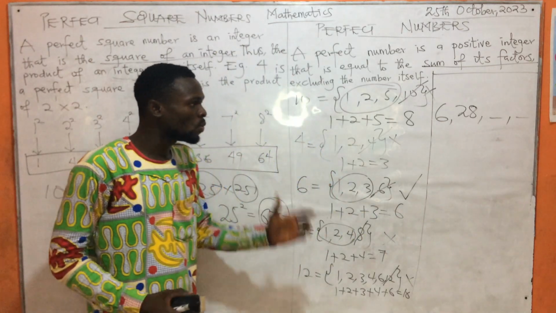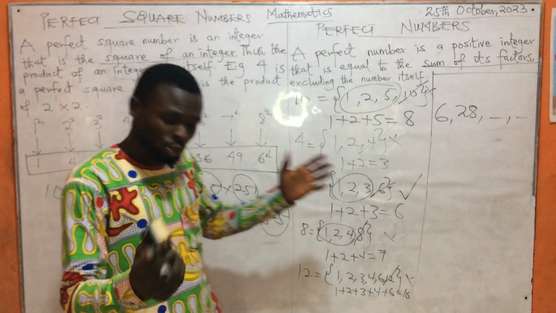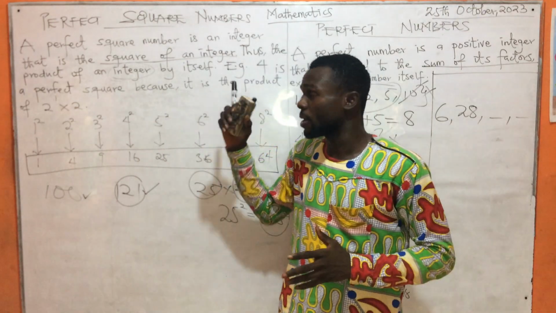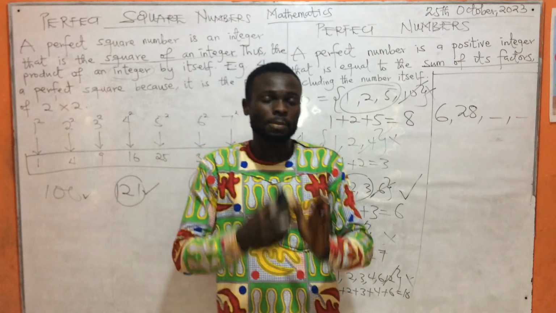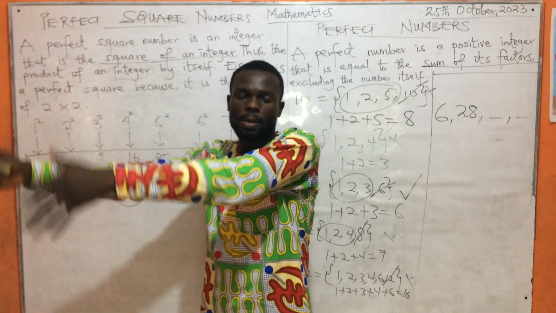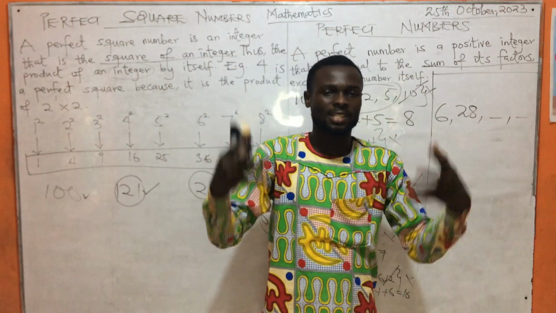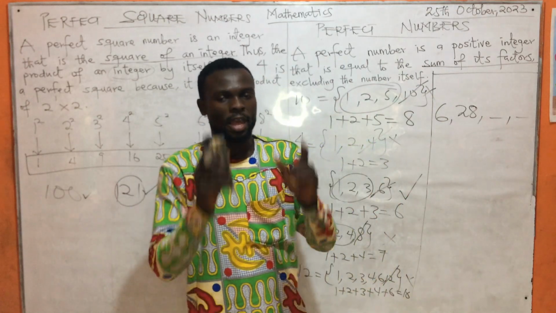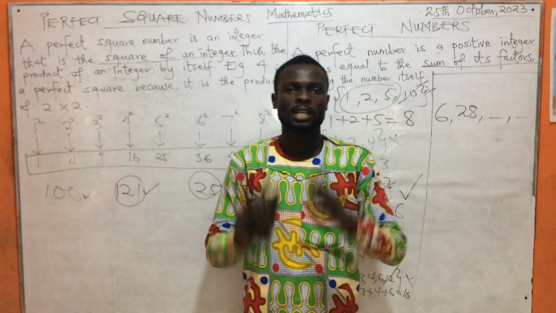So this is where we'll draw the curtains down for today's presentation. Today we looked at the difference between a perfect square and a perfect number. We said a perfect square is the square of an integer. That is, multiplying an integer by itself gives a perfect square. But a perfect number is the sum of its factors excluding the number.